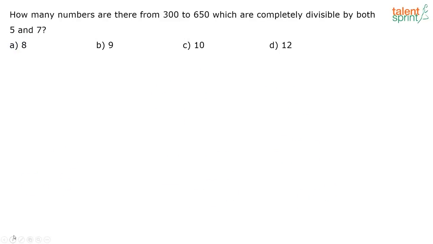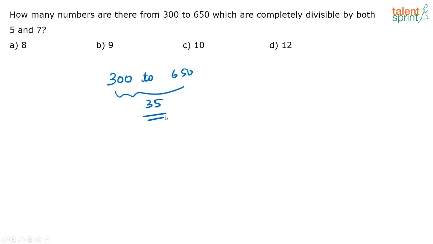Next question. How many numbers are there from 300 to 650 which are completely divisible by both 5 and 7? So what is the answer for this? See, the number has to be divisible by both 5 and 7, which means the number has to be divisible by 35, correct? 5 sevens are 35. So numbers between 300 and 650 should be divisible by 35. How many such numbers will be there?